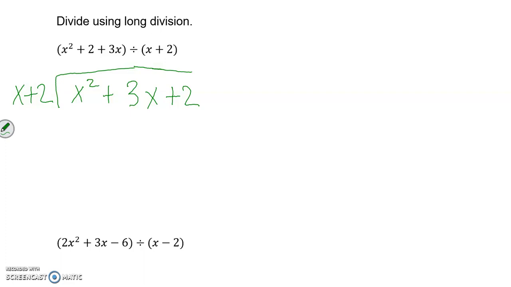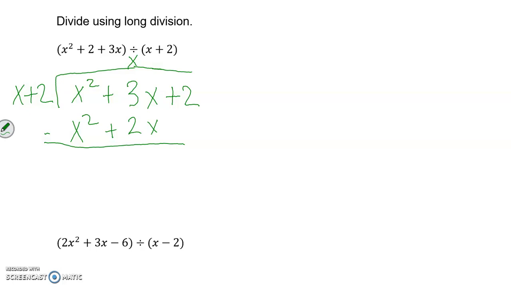So now I'm going to divide my binomial by the first couple terms in my polynomial here. So I know x goes into x squared, so x squared divided by x is x. Okay, so x times x is x squared, and 2 times x is 2x. So I'm left with that down here. I'll do my subtraction just like in long division.